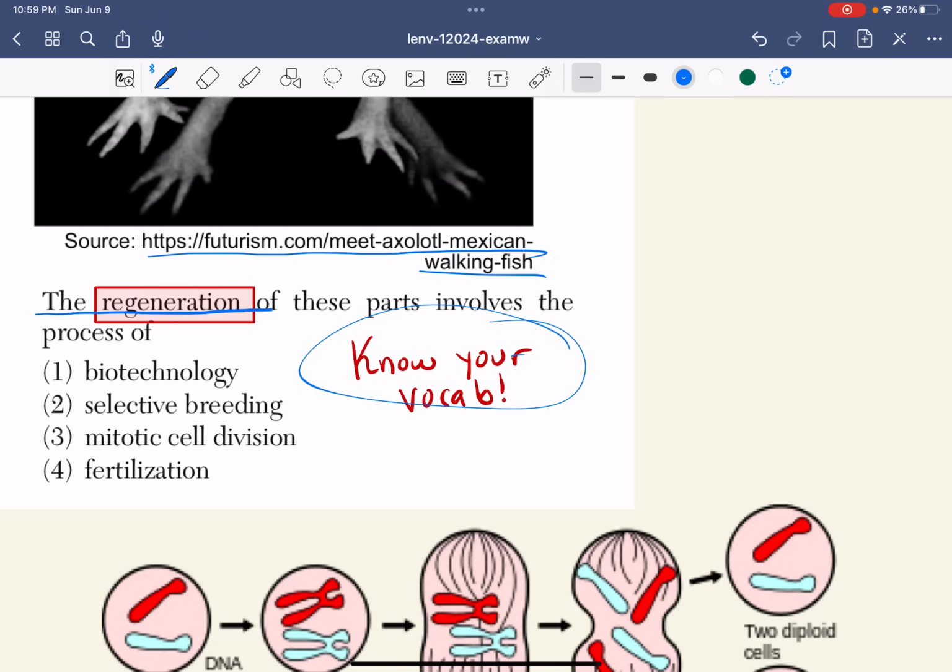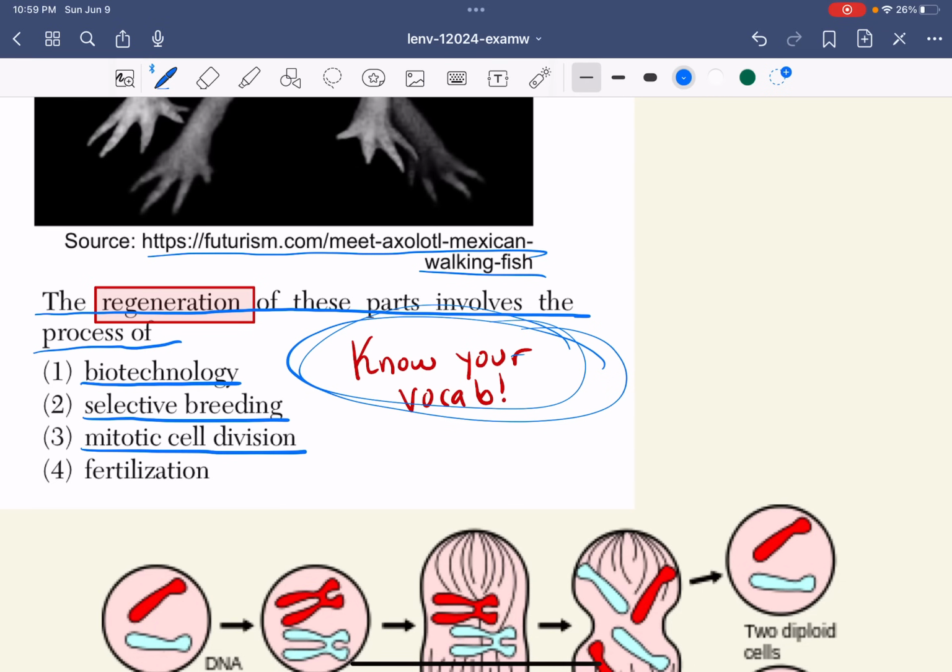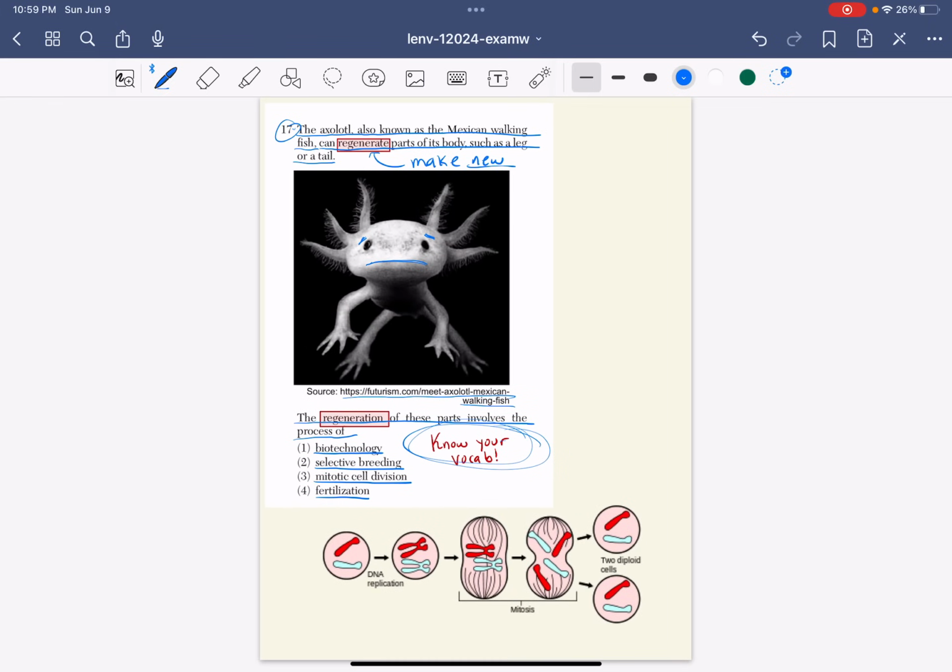The regeneration of these parts involves a process of... so this is why I put know your vocabulary. You need to know what biotechnology is. You need to know what selective breeding is. You need to know what mitotic cell division is. And you need to know what fertilization is. I am so sorry, but this is a question that you either know it or you don't know it.